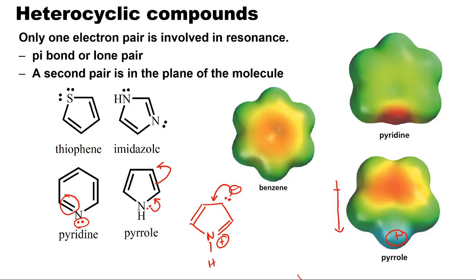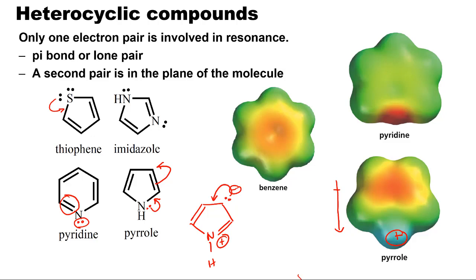For thiophene, you'd expect very much the same kind of behavior as you have for pyrrole, that this pair of electrons contributes towards the ring. It's not as great as in pyrrole because in thiophene, the molecular orbital size of the sulfur doesn't match very well with the carbon, and so there's a little bit less actual delocalization into the ring.